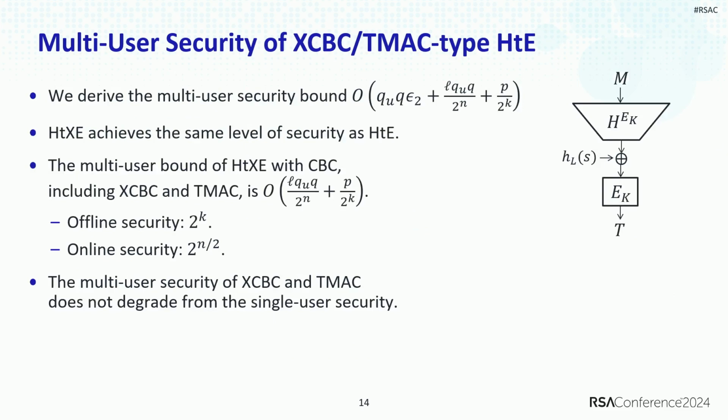For this construction, we derived this multi-user security bound, and this bound means that HTXE achieves the same level of security as HTE. By combining with the CBC bound, we obtain this bound, and HTXE with CBC includes XCBC and TMAC. So this bound shows that the offline security is k bits and the online security is half of n bits. That is, the multi-user security of XCBC and TMAC does not degrade from the single-user security.